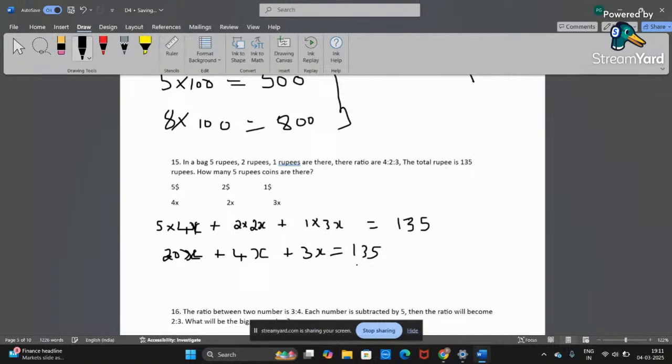135. So add all this, we get 27x, right, equals 135. So here we need to find the x value. 135 divided by 27. How much is it? 135 by 27. We get 5. The x value is 5. So that we need to substitute here.